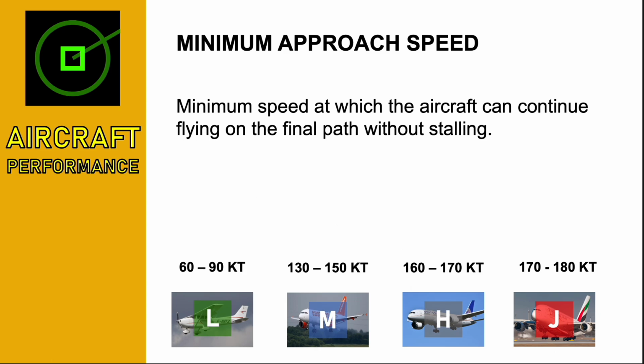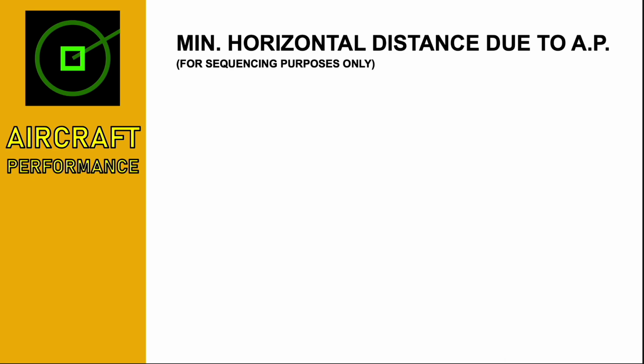So as you can see, the light traffic only needs 60 knots, between 60 and 90, but the super needs at least 170. So of course, if you sequence a super traffic behind a light traffic, there is no problem with wake turbulence, but there is a problem that this traffic is going to catch this other one, because it's going to go faster. So again, which is the minimal horizontal distance, but in this case due to aircraft performance, not because of wake turbulence, not to mess up the sequencing.